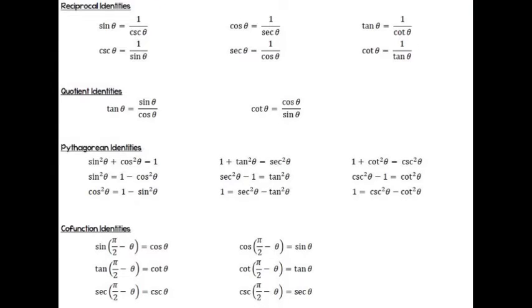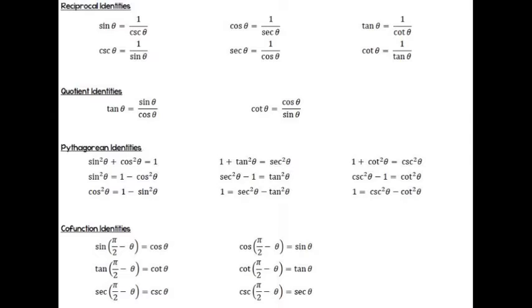So let's start with the example of Pythagorean identities. Sin squared theta plus cosine squared theta equals 1. And sin squared theta equals 1 minus cosine squared theta. And next, cosine squared theta equals 1 minus sin squared theta. 1 plus tangent squared theta equals secant squared theta. Next is secant squared theta minus 1 equals tangent squared theta. 1 equals secant squared theta minus tangent squared theta.